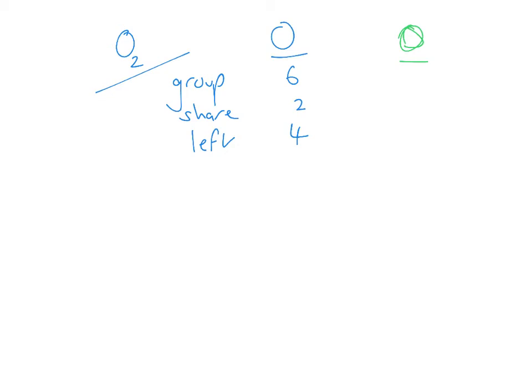That will be the same for the other oxygen atom. The other oxygen atom is in group 6. It will want to share 2 electrons, and therefore it will have left 4 electrons which aren't bonding.